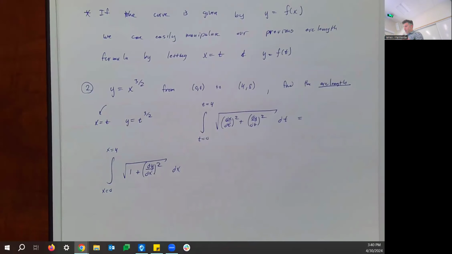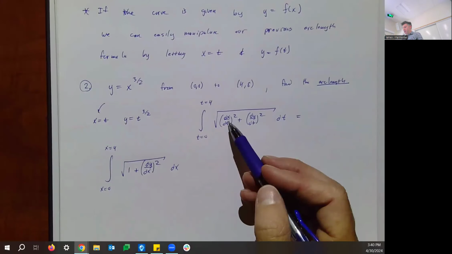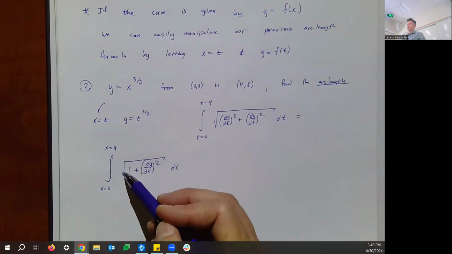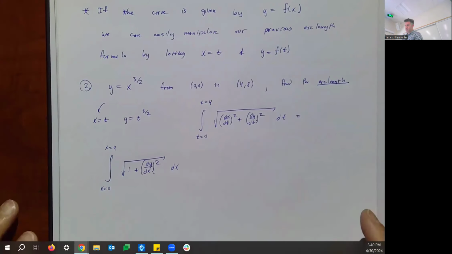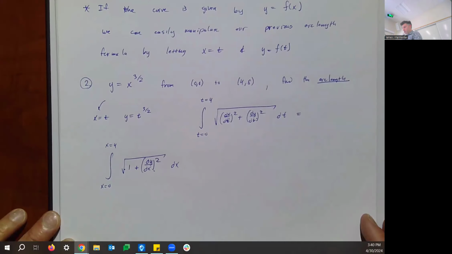But you kind of see how we're going from this formula and say, oh yeah, if x equals t, that part's just going to be 1. And if y equals a function of x, we're just going to get the derivative of y squared. All right. So then I feel like these problems, once you kind of see the formula a few times, feel very kind of plug and chug. You go, okay, here's the thing, find the derivative, do what you need to do, and then see what happens.